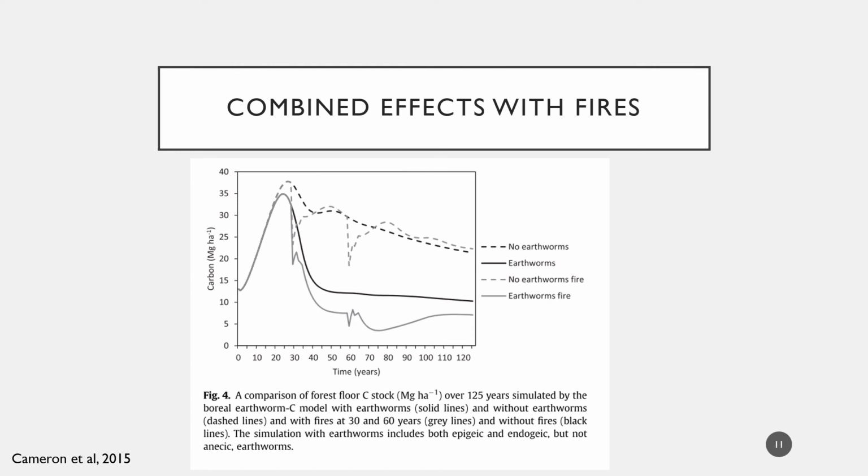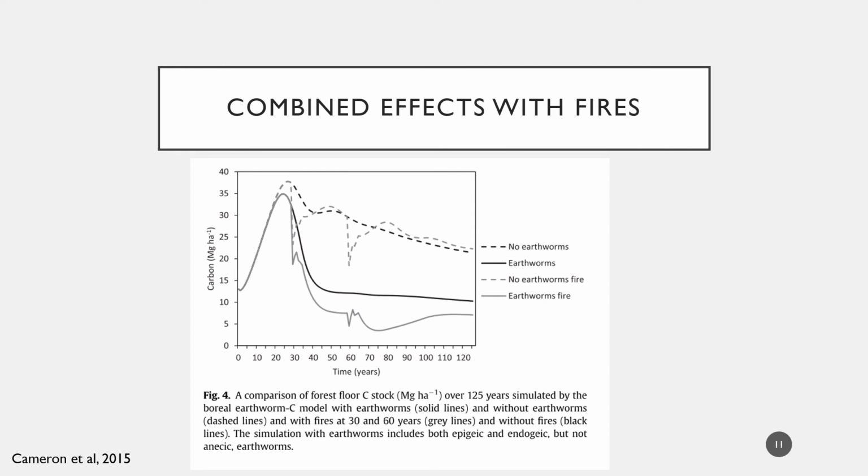So earthworm invasion is what we can consider as a disturbance for the boreal forest from an ecological perspective, but it's not the only one. In Western Canada, wildfires play a major role for ecosystem dynamics in the boreal zone. And because both earthworms and wildfires affect carbon stocks, it is important to consider their potential combined effects.